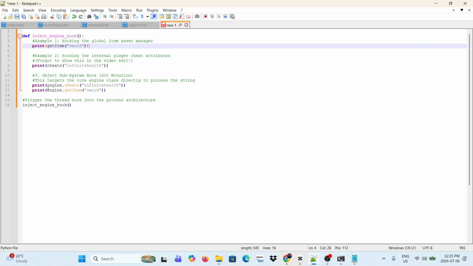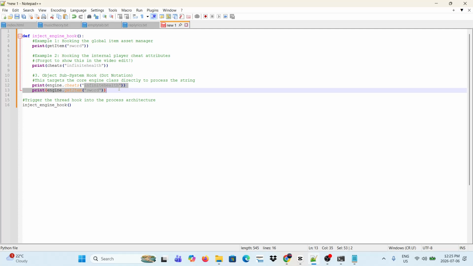Down here we have object-oriented grabs, dot notation, annotation. I'm not sure what it's called. We're calling engine, and from engine we're grabbing the cheats function, and in the cheats function we're calling infinite health, just like the same as up here.